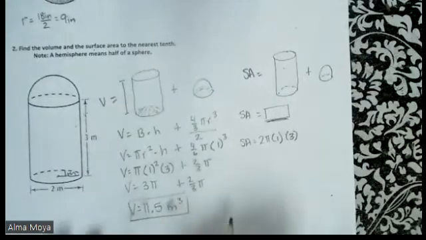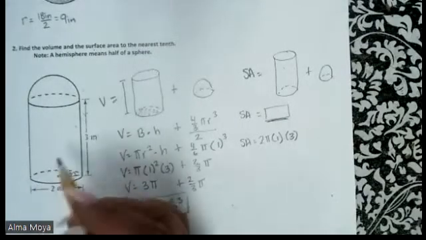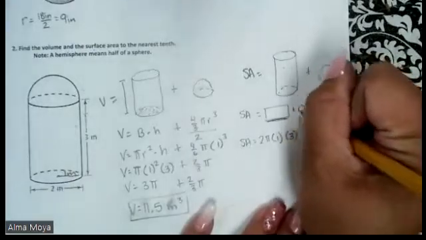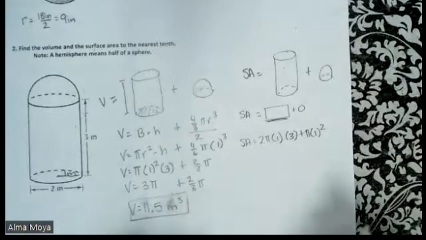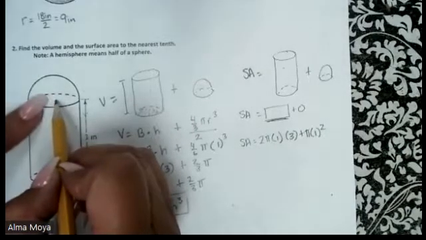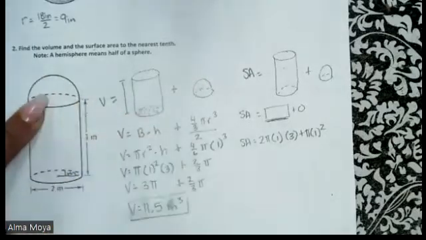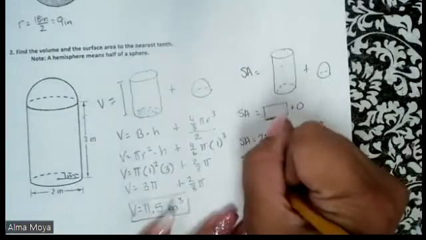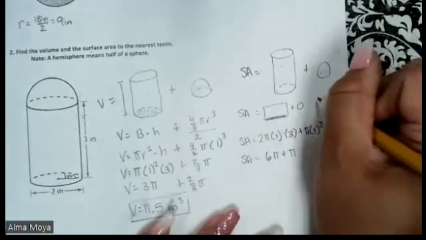I'm not done though. That's just the surface area of the outside. I still have to find the surface area of the bottom. And the surface area of the bottom is just the area of a circle. Now the area of a circle is going to be pi r squared. Now, I'm not going to find the area of the top circle because the top circle is covered with the sphere. So far my surface area is going to be 6 pi plus a pi.